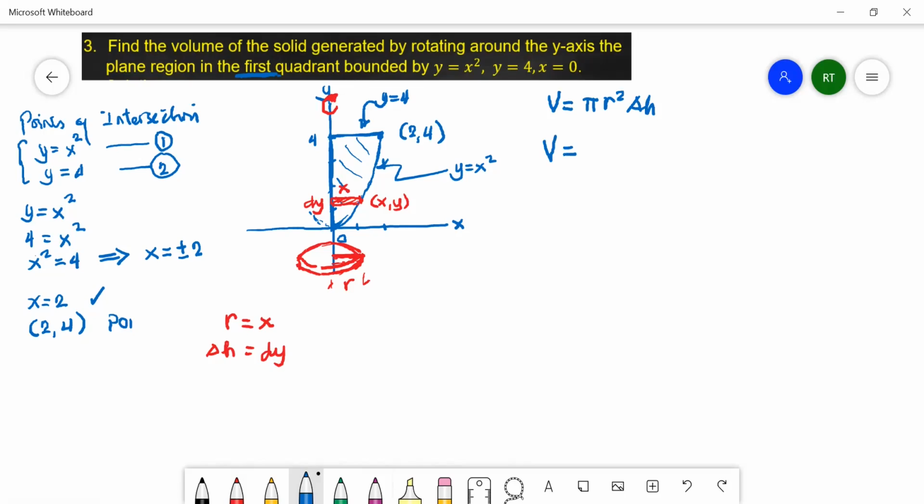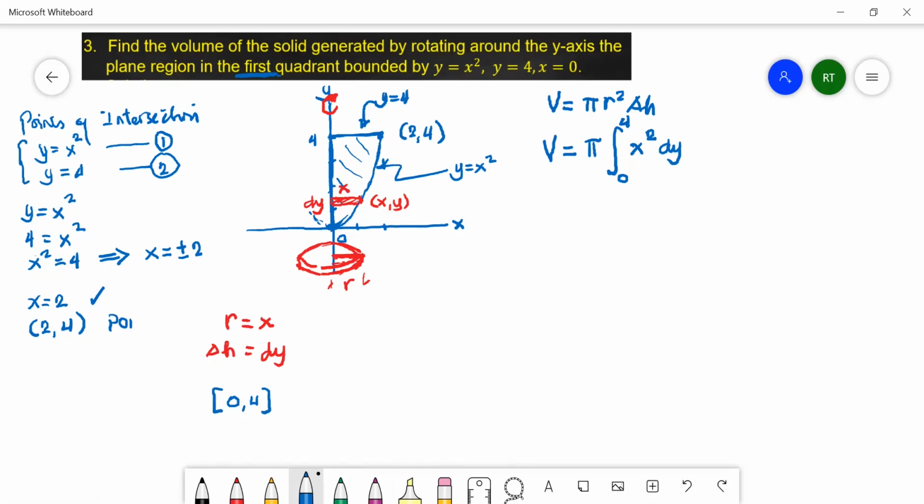Therefore, the volume is equal to pi, let us just write pi before the integral sign, times the integral of r squared, where r is x. So we will have x raised to the second power. The thickness is the differential of y. The variable of integration is y. So we have to consider the closed interval from y is equal to 0 to y is equal to 4. Hence, the lower limit of integration is 0 and the upper limit of integration is 4.